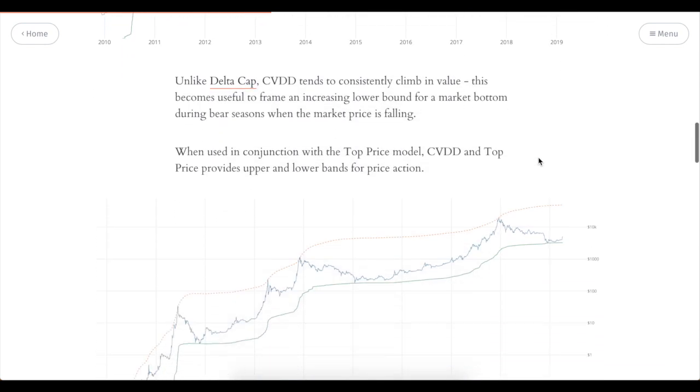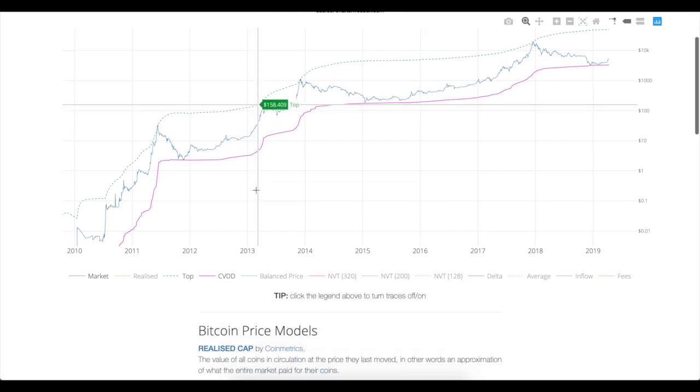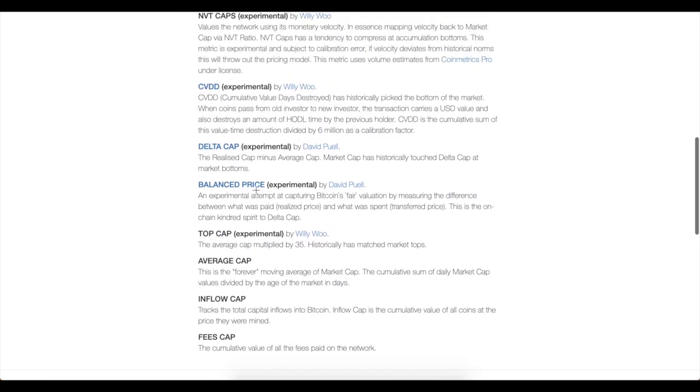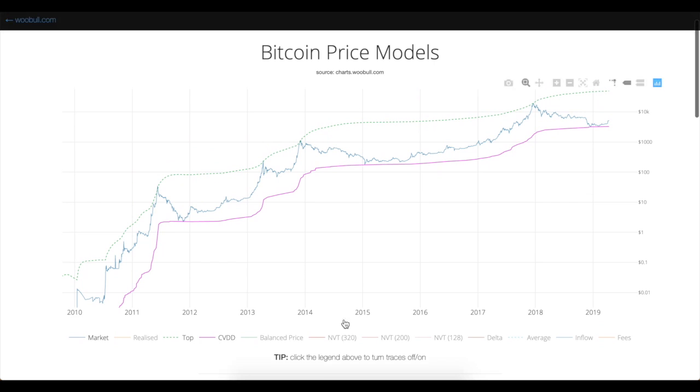And together with that, they also have, as you may remember, the top price or top capitalization, which here is the green dashed line. And top capitalization is basically the average cap multiplied by 35, while average cap is the all-time moving average of the market capitalization divided by the age of the market in days. So these two lines give you the perfect match of both the tops and the bottoms of the Bitcoin price.